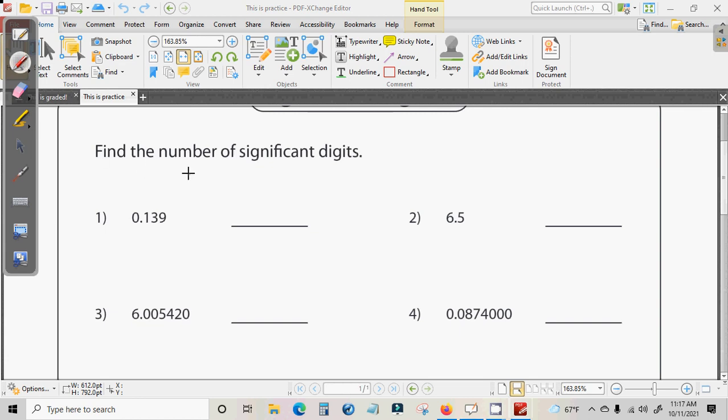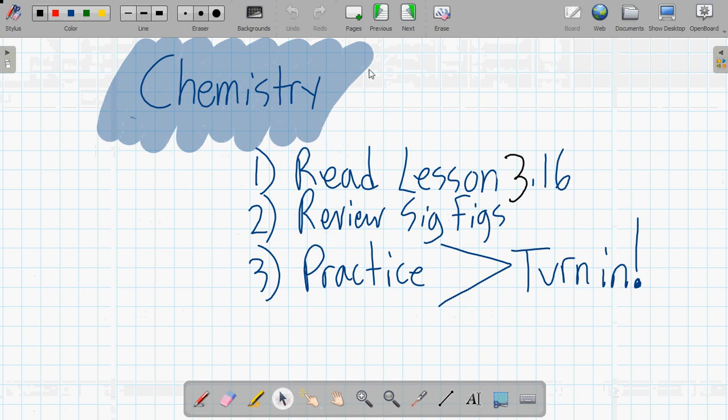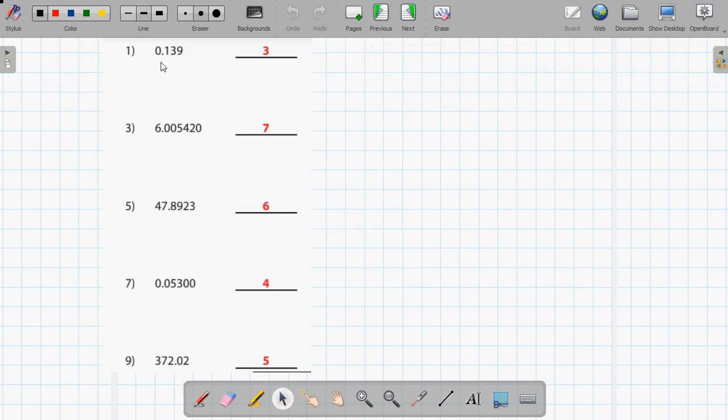Okay, but assuming that you have done these, 0.139 should have 3 significant figures. Number 3, I know I'm skipping, it was just easier to cut and paste them this way. This number has 7 significant figures. This last 0 is significant because of the decimal. These 2 zeros are significant because they're between non-zero numbers.